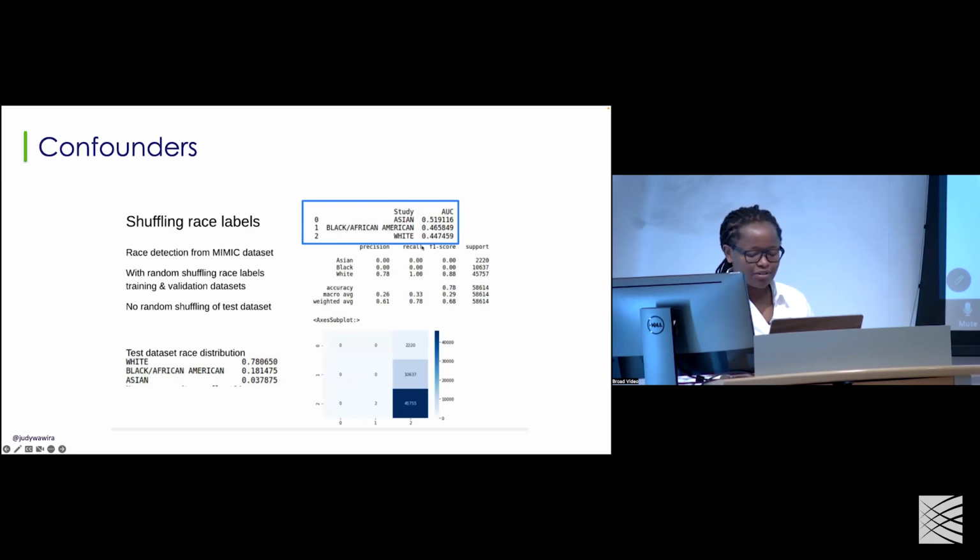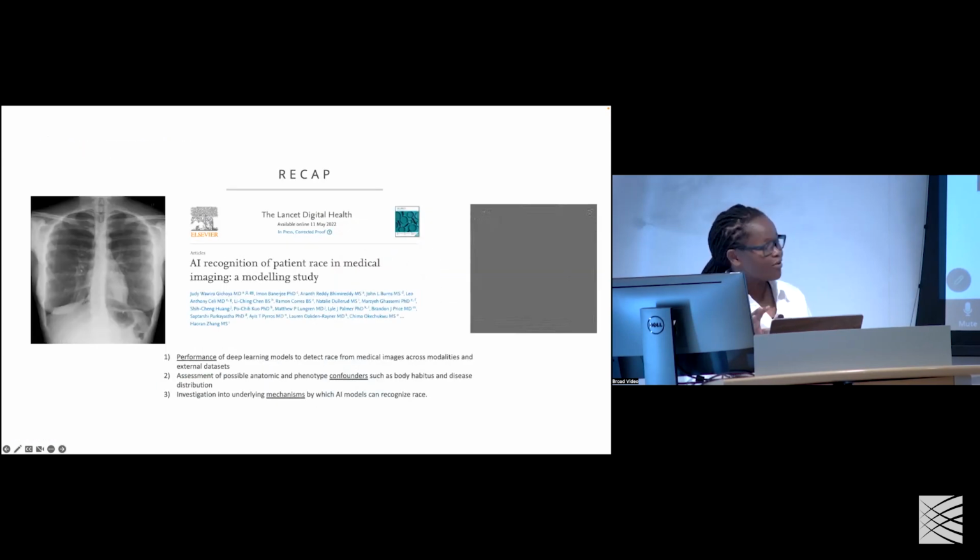And so that was reassuring. Essentially, after close to 18 months of work, we found that deep learning models have superhuman ability to identify self-reported race across multiple modalities. And this performance was sustained on many external data sets. We could not figure out what the confounder was for this ability, and further investigation into the why was also unsuccessful.